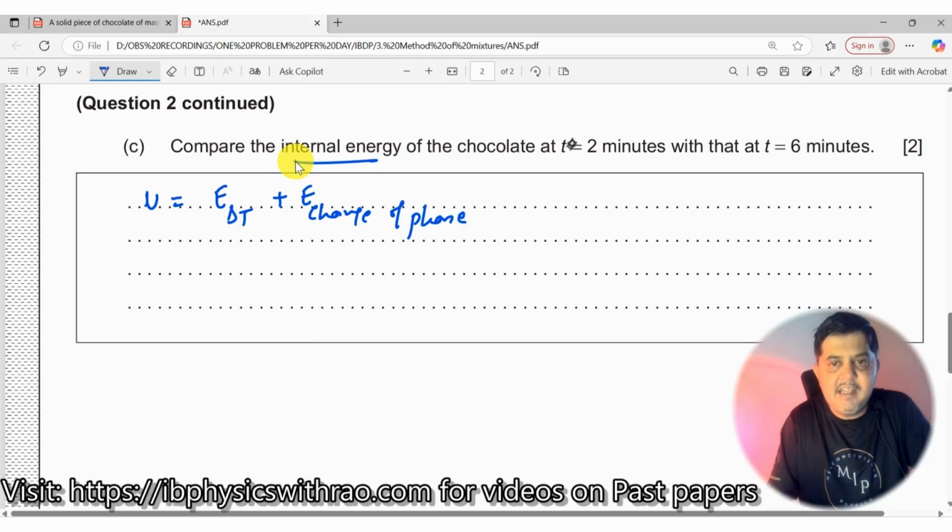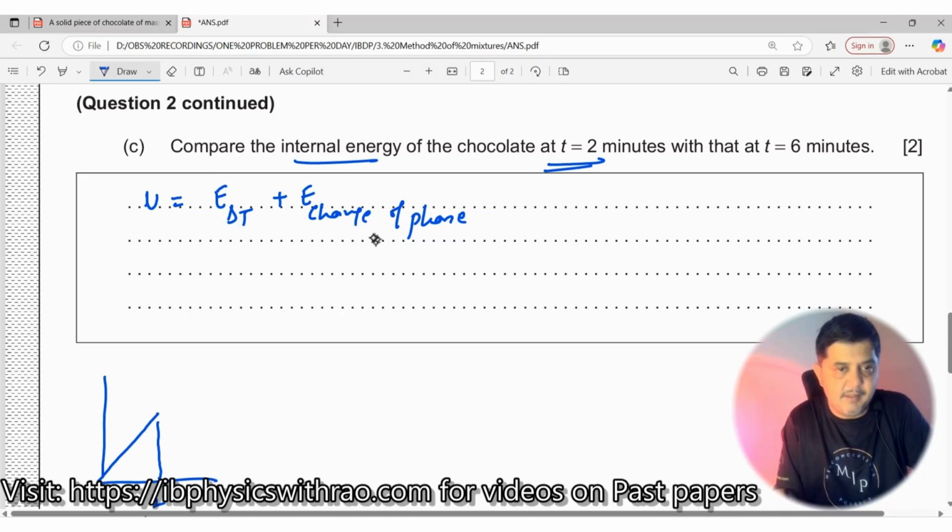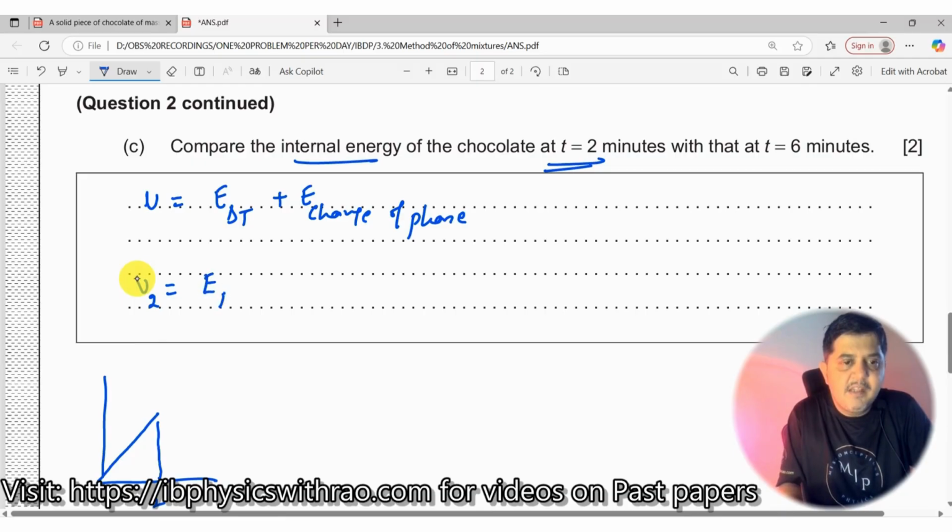Okay. At t equal to 2 minutes, how was the graph? The graph was like this. So what happened here? The energy due to the rise in temperature was present, but the change of phase term was 0 over here, right? So therefore, there's no change of phase. Let me write the energy at 2 minutes. Energy at 2 minutes was just due to E delta T, which is U2 minutes. U2 minutes is so much over here.